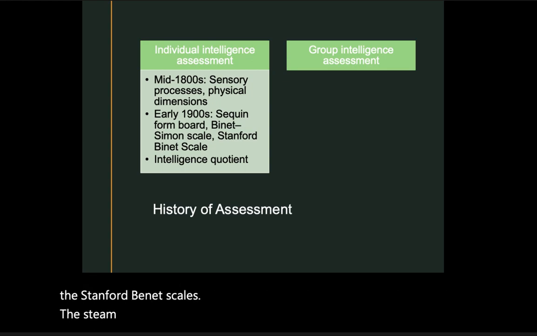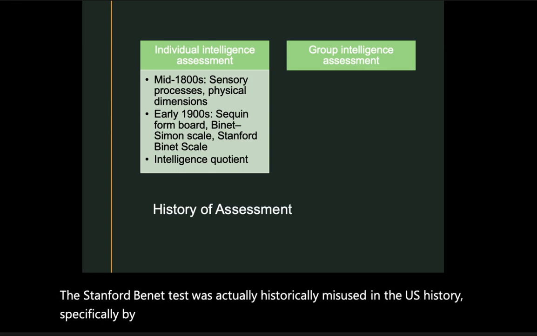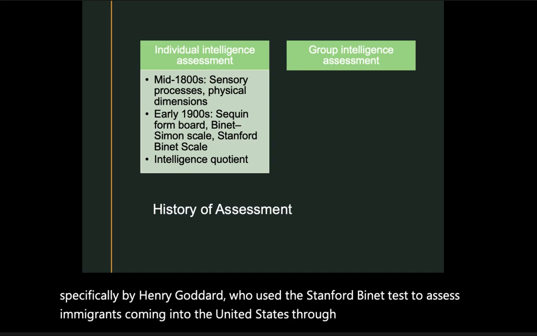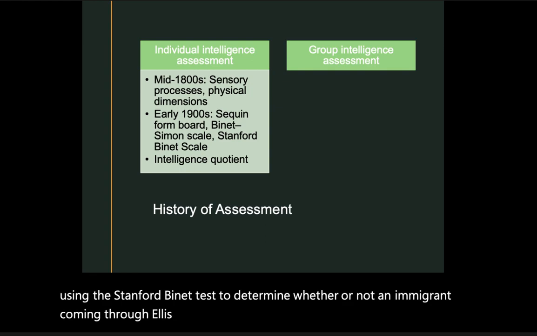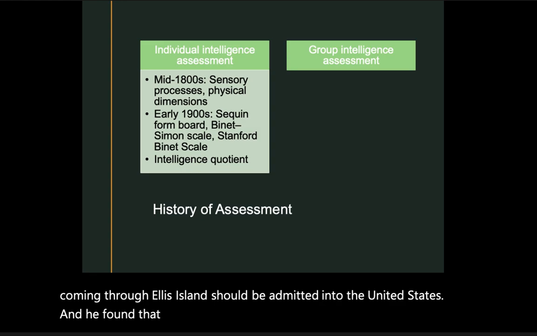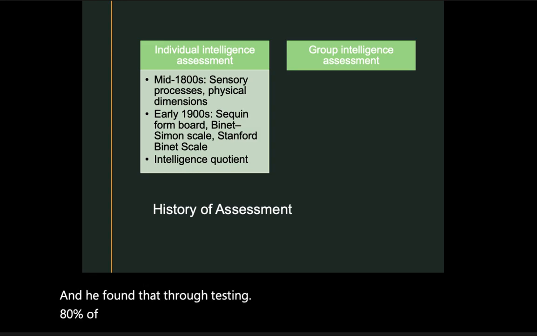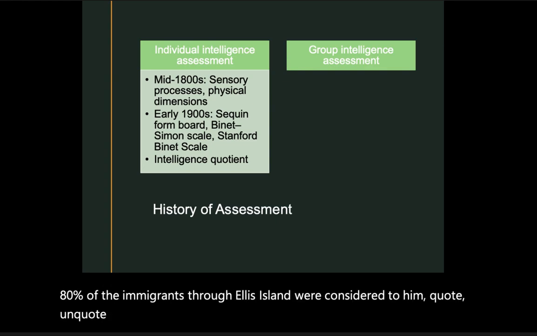The Stanford-Binet test was historically misused in US history, specifically by Henry Goddard, who used the Stanford-Binet test to assess immigrants coming into the United States through Ellis Island. He was using the test to determine whether or not an immigrant coming through Ellis Island should be admitted into the United States. And he found that through testing, 80% of the immigrants through Ellis Island were considered by him, quote unquote, feeble minded.